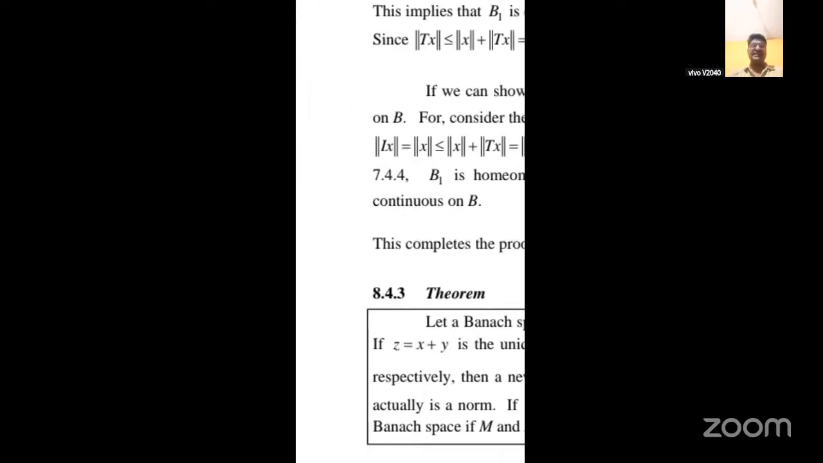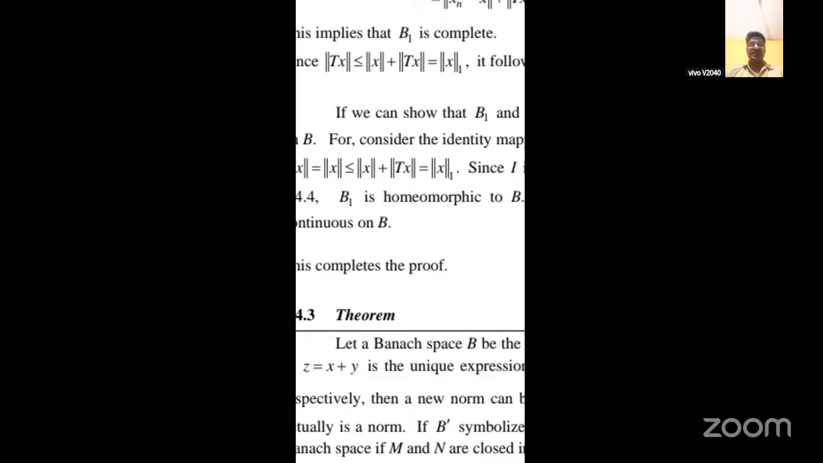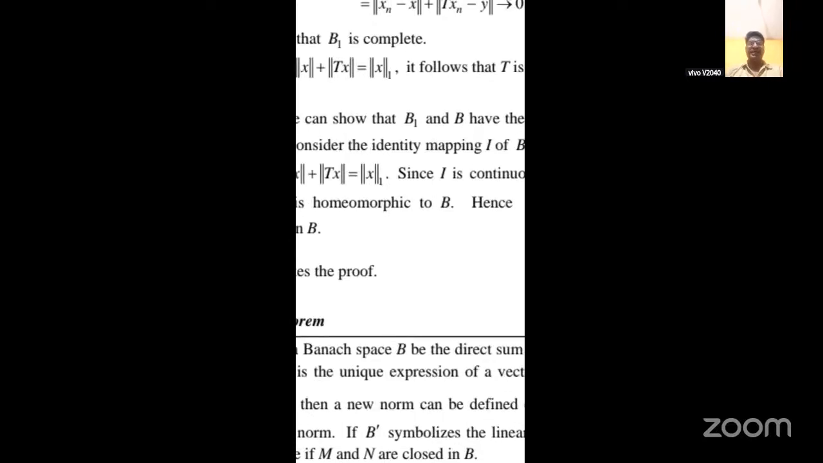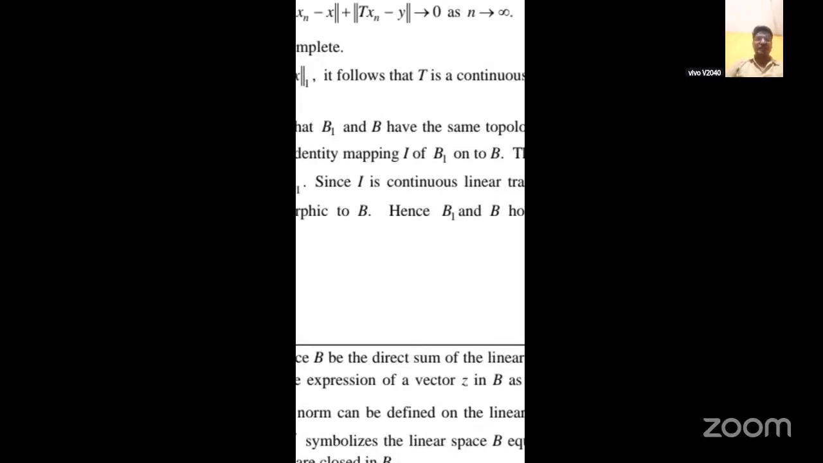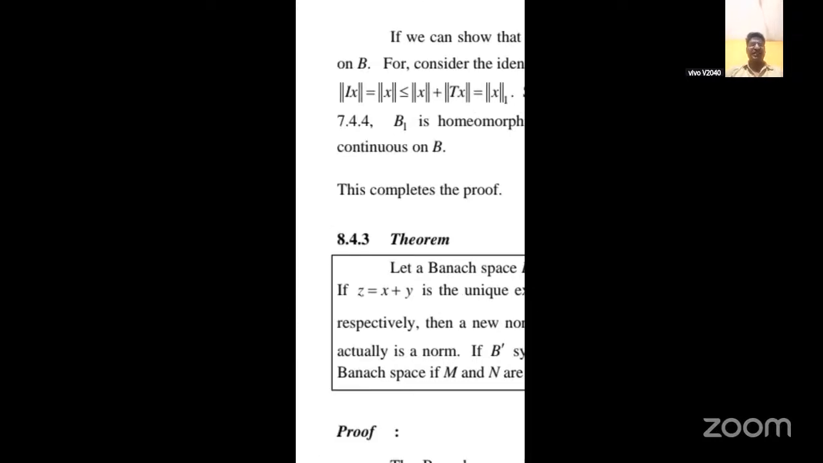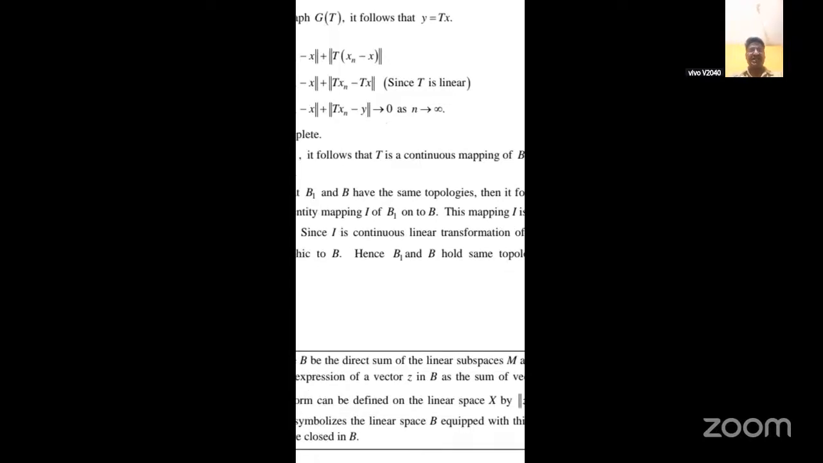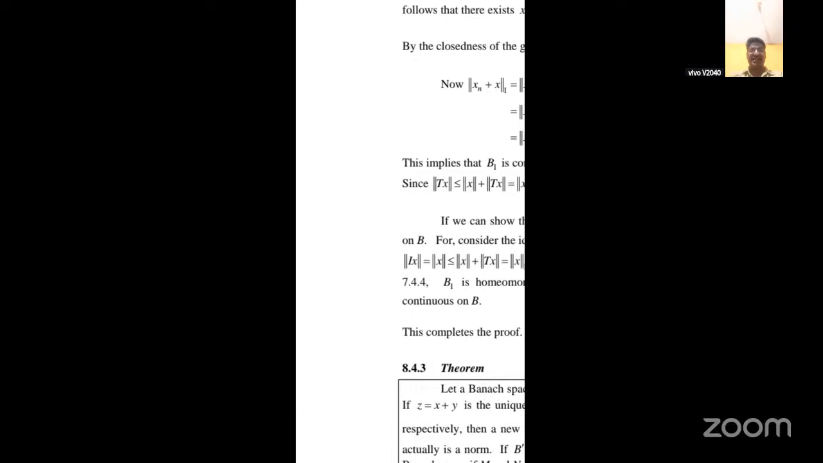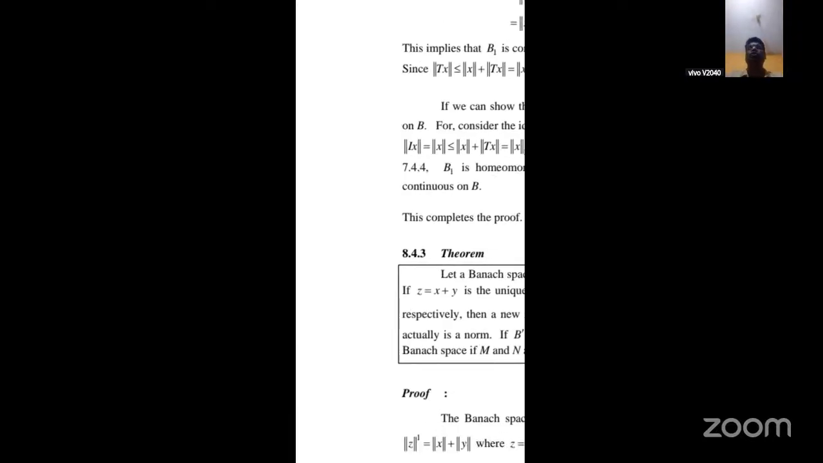So here norm ix equals norm x, which is less than or equal to norm x plus norm tx, because the identity mapping is I of x equals x. That is the norm x at 1 through the identity mapping. So the identity is also a continuous linear transformation of B1 onto B dash. So by the earlier unit, B1 is homeomorphic to capital B. Therefore, B1 and B both have the same topologies. Consequently, the given transformation is continuous on capital B. This is the end of the closed graph theorem.